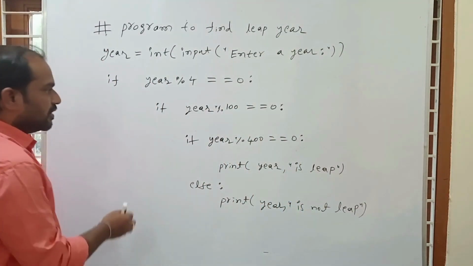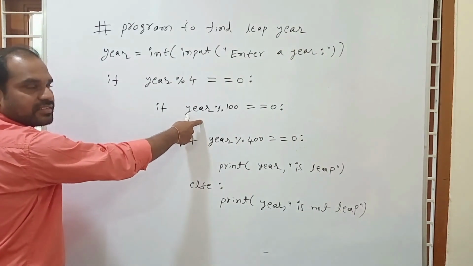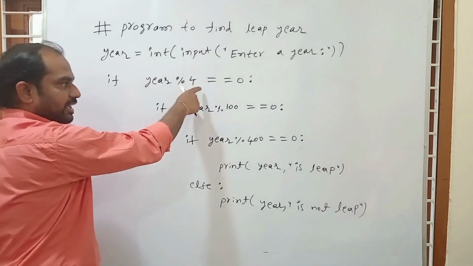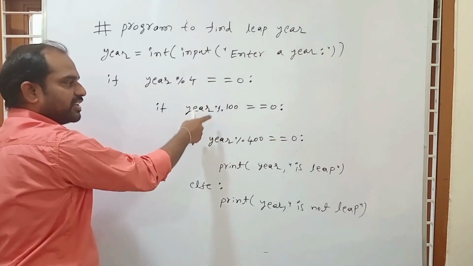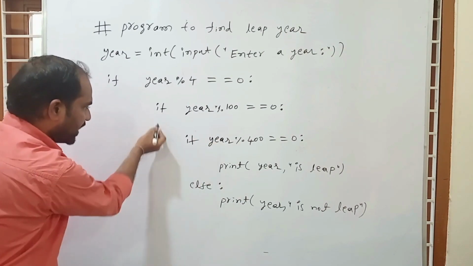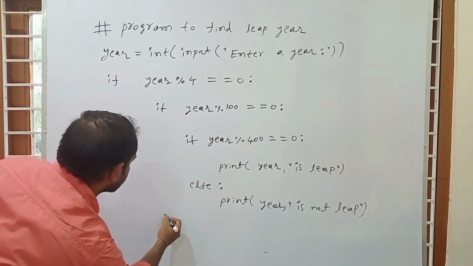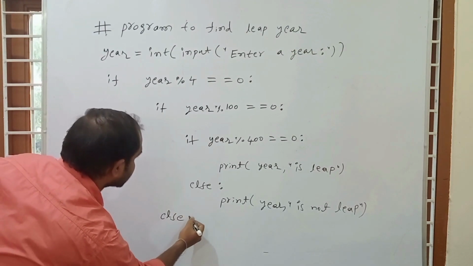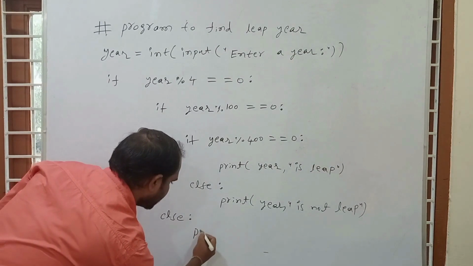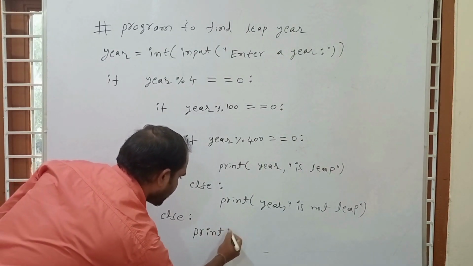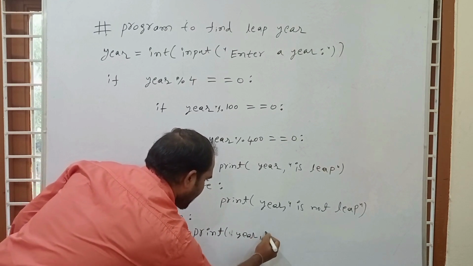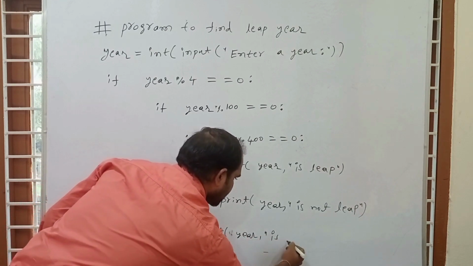Right. Then when the second if condition fails, it means that the year is divisible by 4 but it is not divisible by 100. Straight away we can say that the year is a leap year. So under the second if condition, we are writing the else part. Right. So print year is leap.